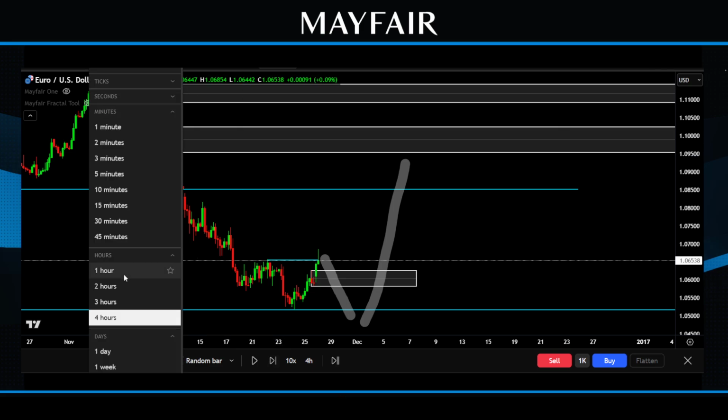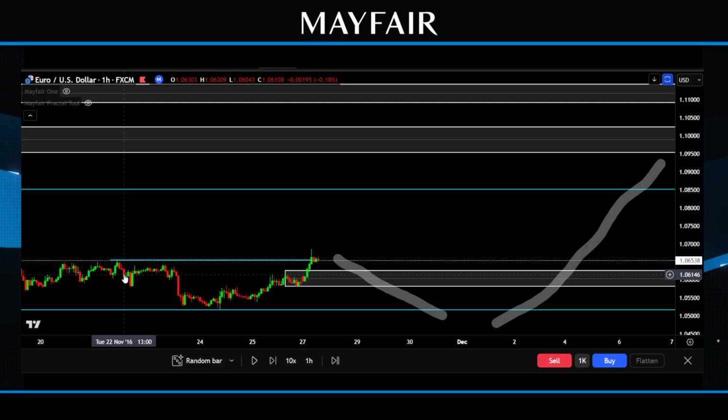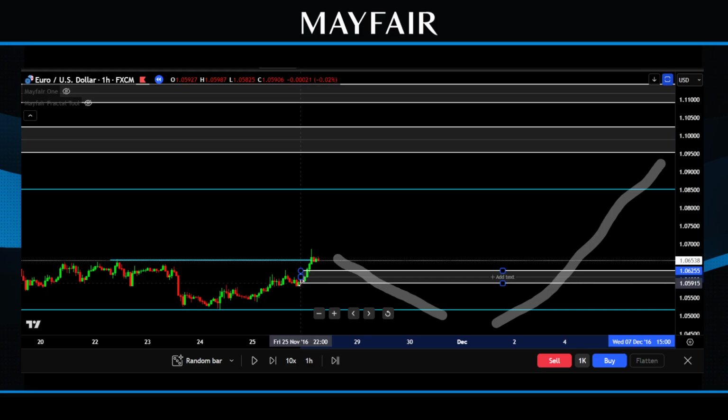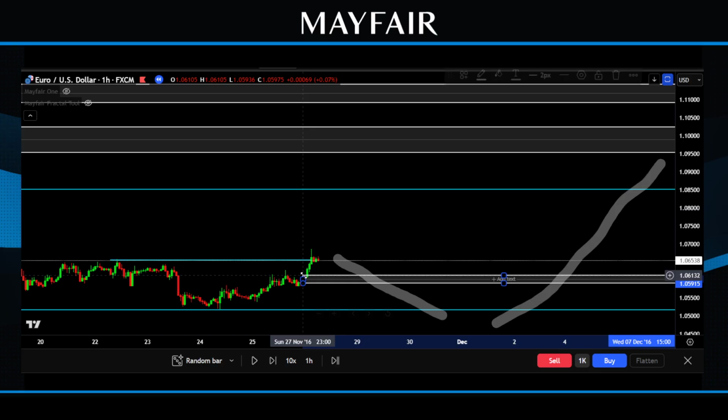What I'm going to do now is drop down to a smaller time frame again, 1 hour. I'm going to look at this and I could probably refine this and say, well, there's the last red candle there.